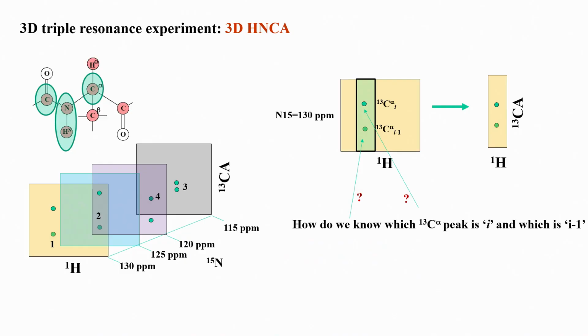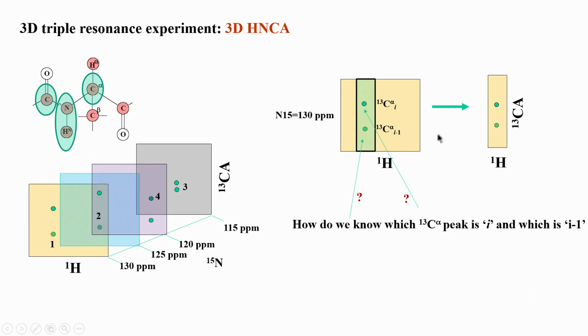So, this is shown here again. If you look at this particular slice which is taken at 130 ppm, we can see there are two chemical shifts for a given amide proton and a nitrogen chemical shift value. So, this amide proton could be somewhere at 8.5 or 7.5, and together these correspond to one amino acid, which is shown here as I, but along this C alpha dimension we are getting two peaks.